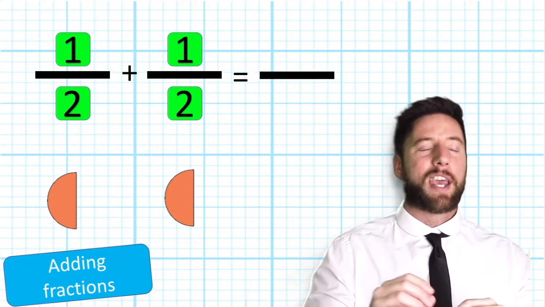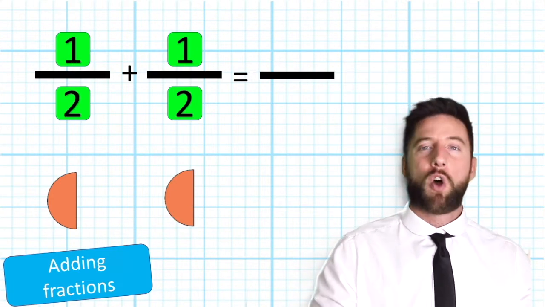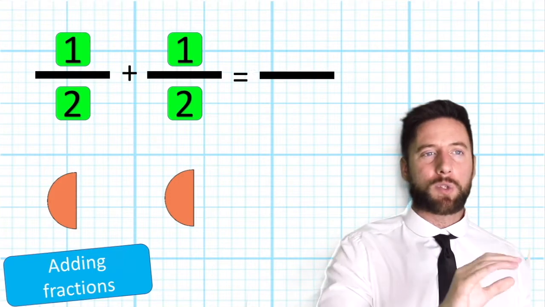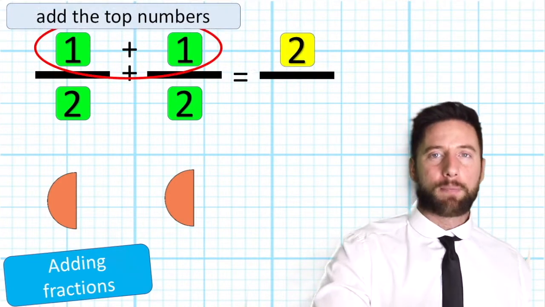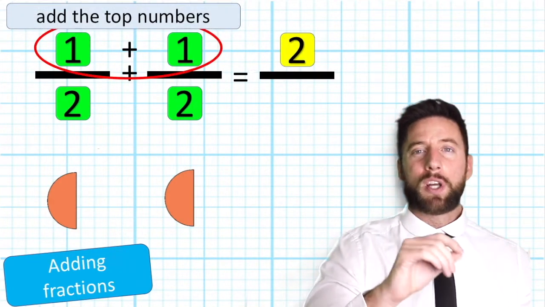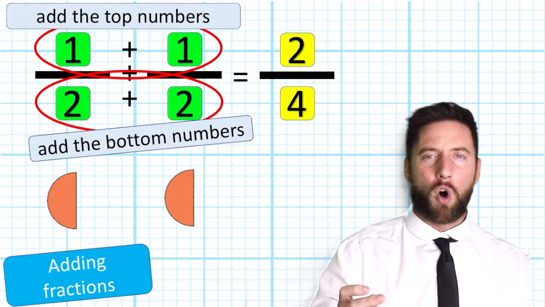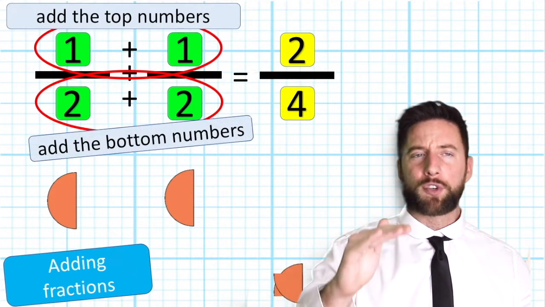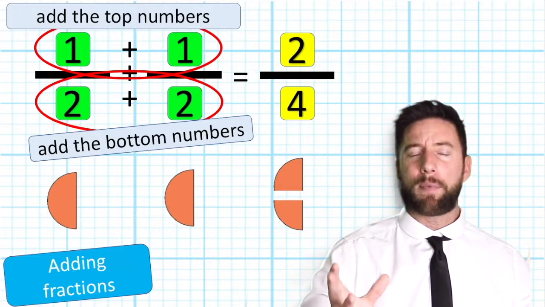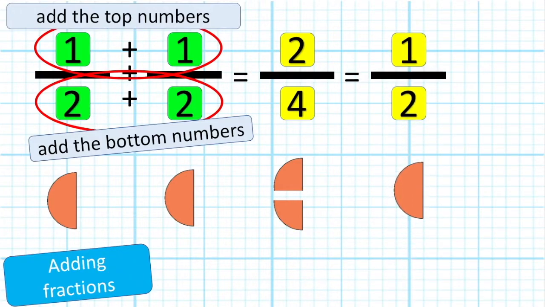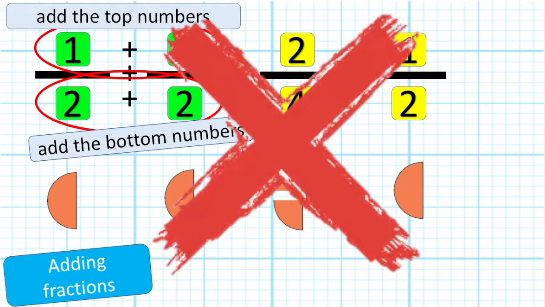Okay, so let's just see if that same tactic works for this. 1 add 1, looking at the top two numbers, equals 2. If we look at the bottom two numbers, 2 add 2 is 4. Now 2/4 simplified down is 1/2. 1/2 add 1/2 is 1/2? Okay, we've done something wrong. We cannot use this same trick. Okay, let's see why this does not work.